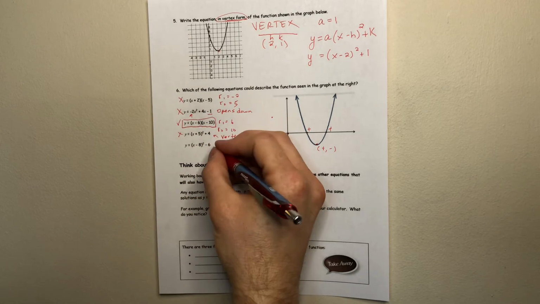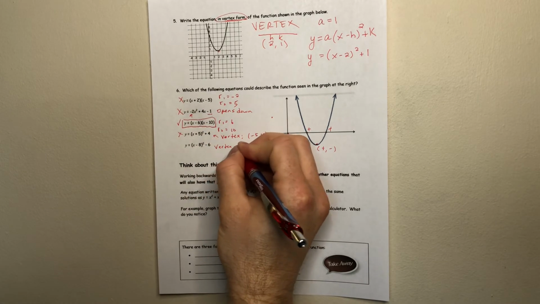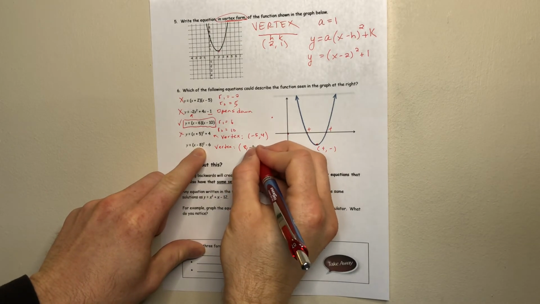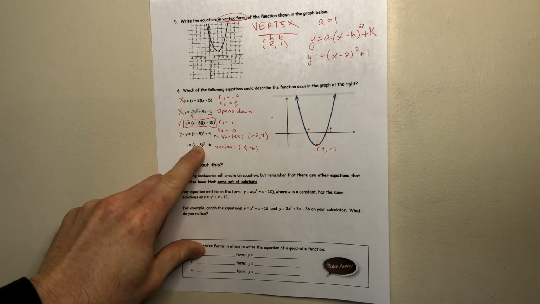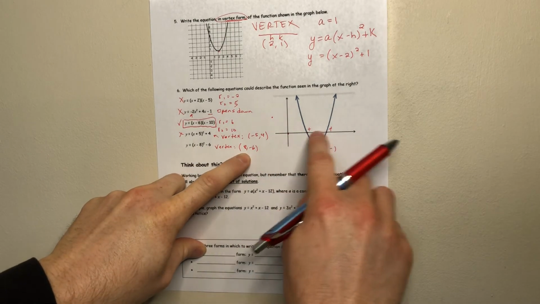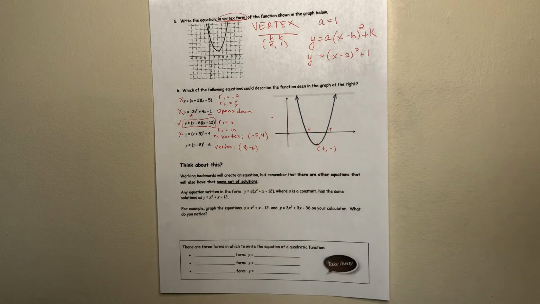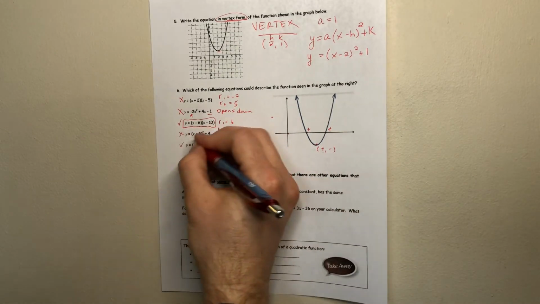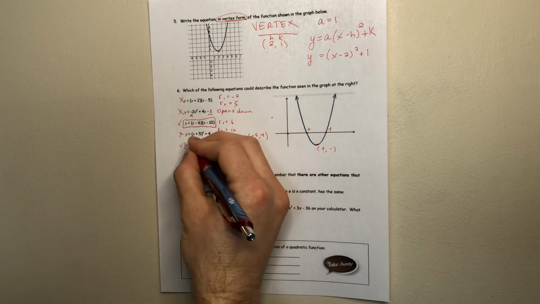Now let's look at this last one. The vertex is 8, -6. Remember, opposite of the one inside, same as the one outside. Could this be over 8 down 6? Probably could be, since it's positive and a negative. So it could be this. We can't rule that one out.